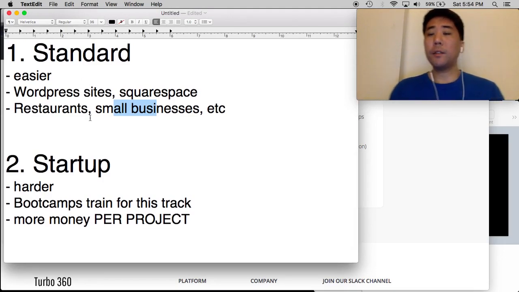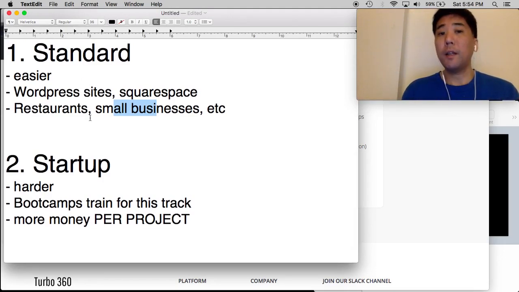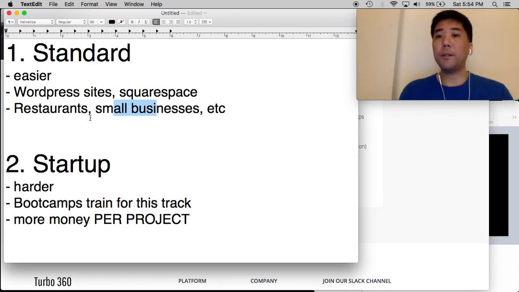So what that means is the two tracks are not clearly identified, and newcomers sort of don't realize it's two different things, right? I do see it the other way as well, where people will apply standard track solutions to a startup.